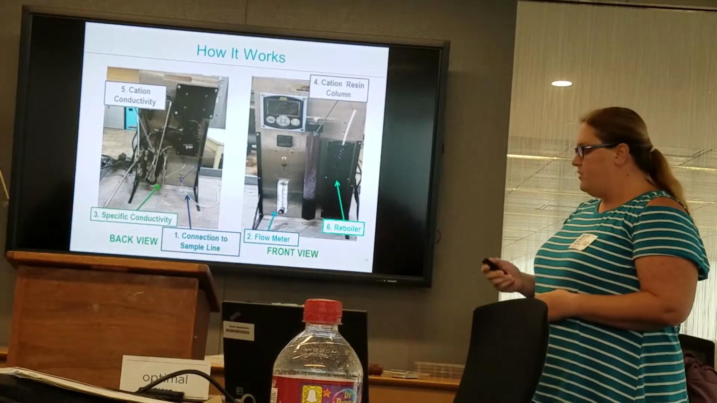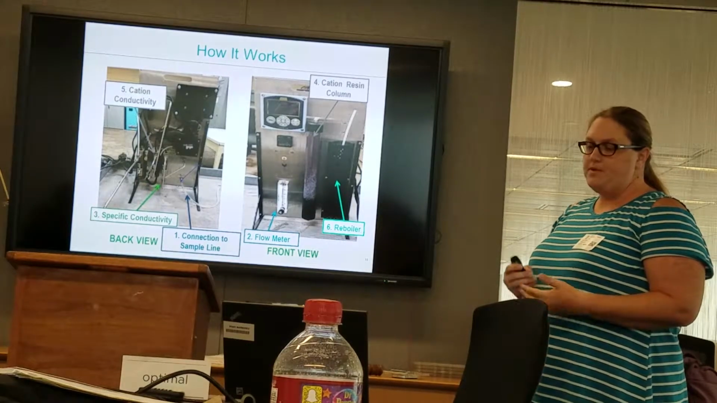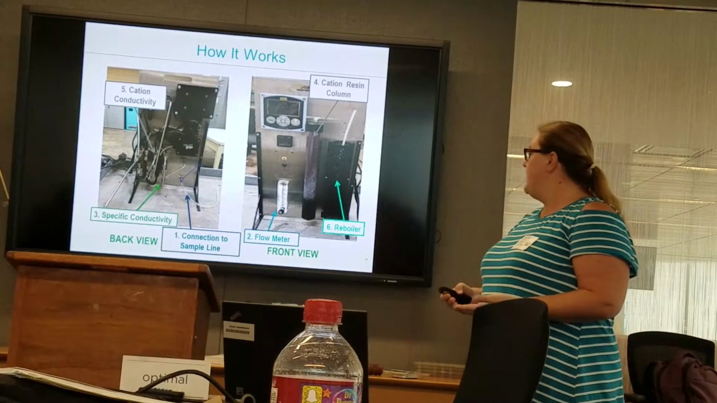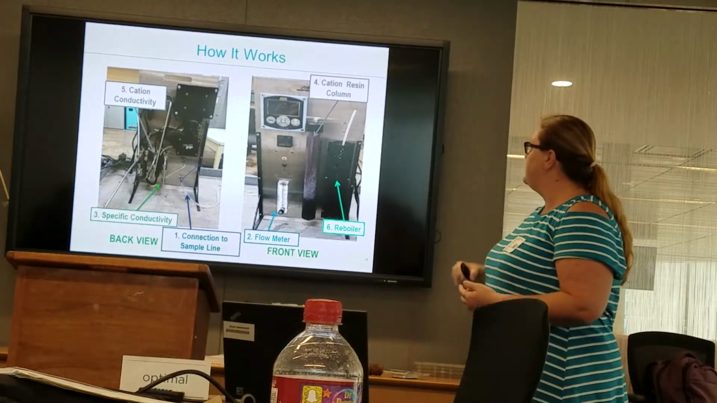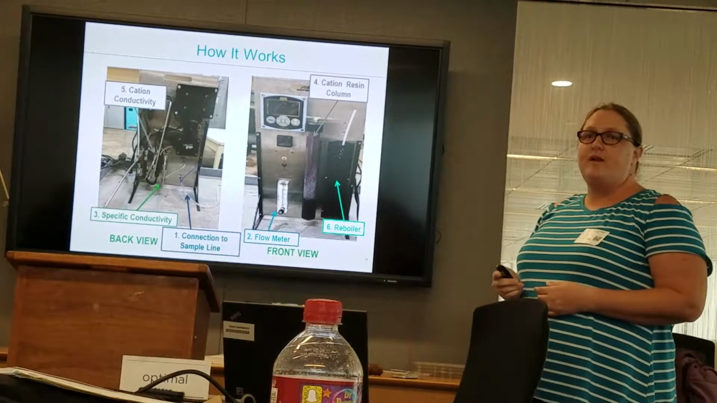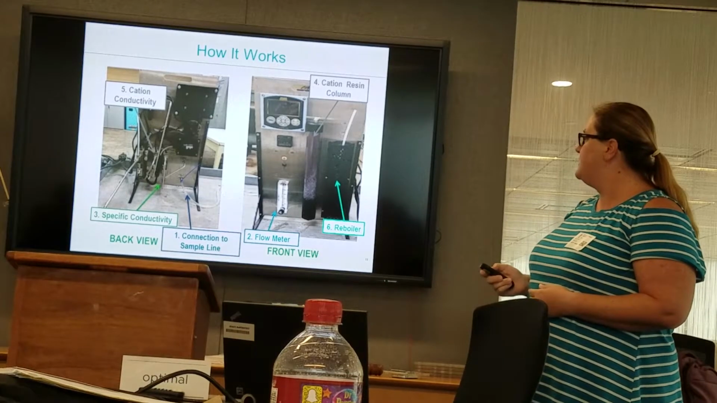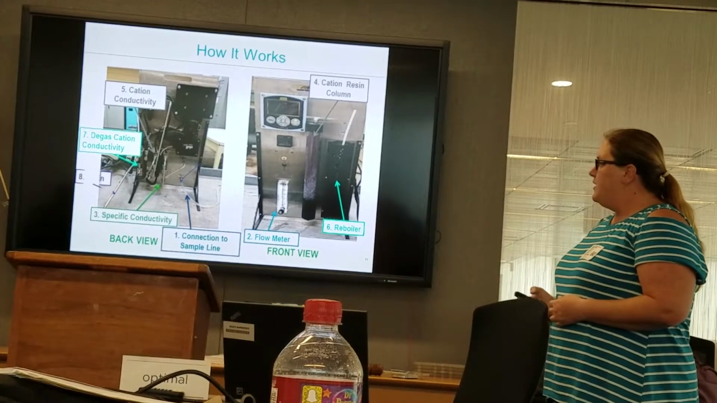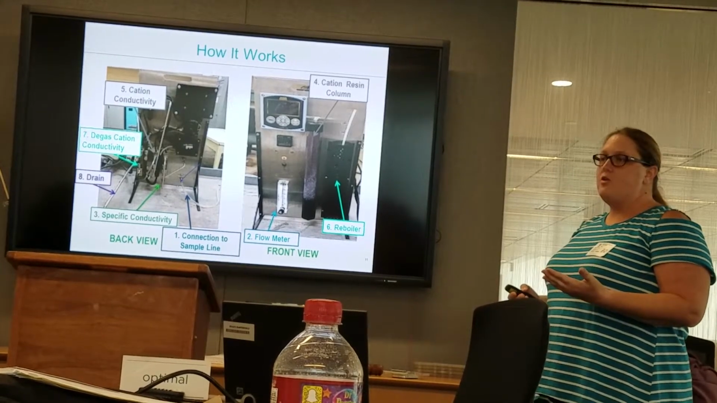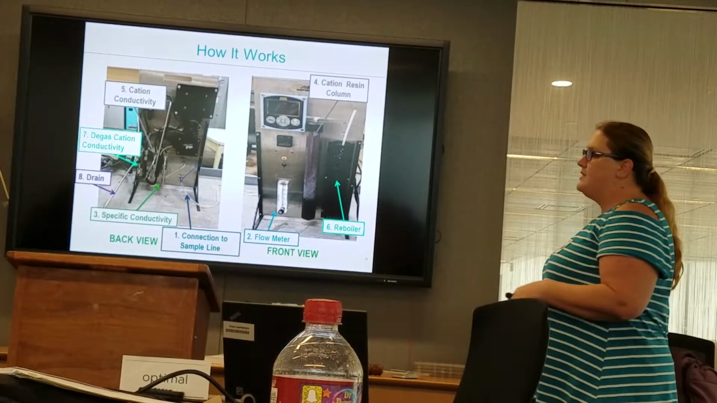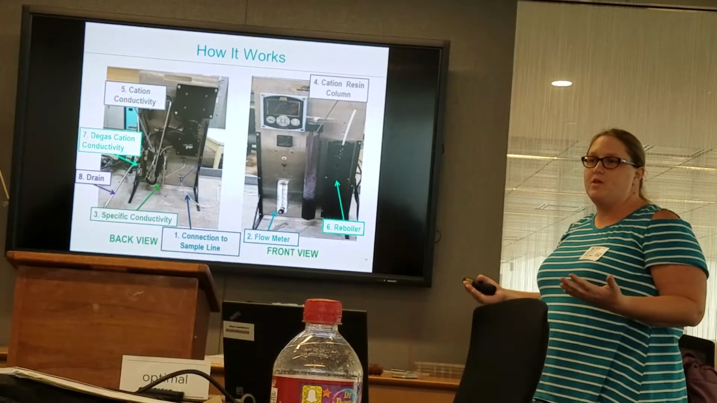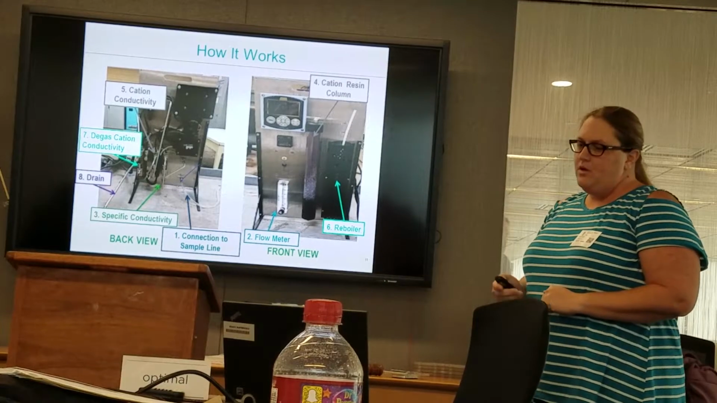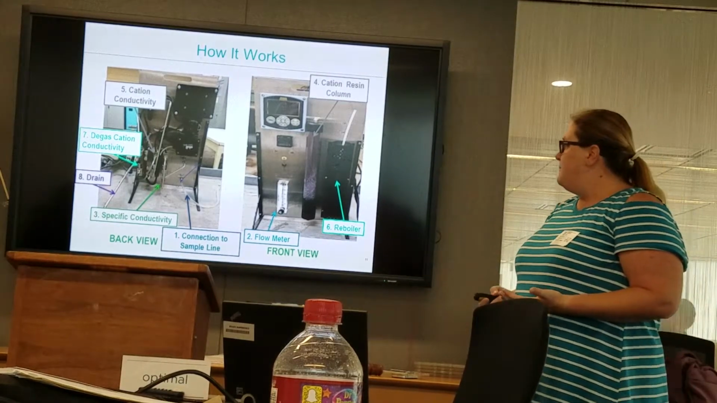The sample is sent to the reboiler, where it's boiled close to a boiling temperature, where the carbon dioxide will vent off from the plastic tube and is sent through the final conductivity sensor, which is our degas cation conductivity. From there, it comes out the drain, and Anklook actually upgraded this drain. It's a little bit longer than what normally comes with the analyzer, so it could go directly into the sample sink.